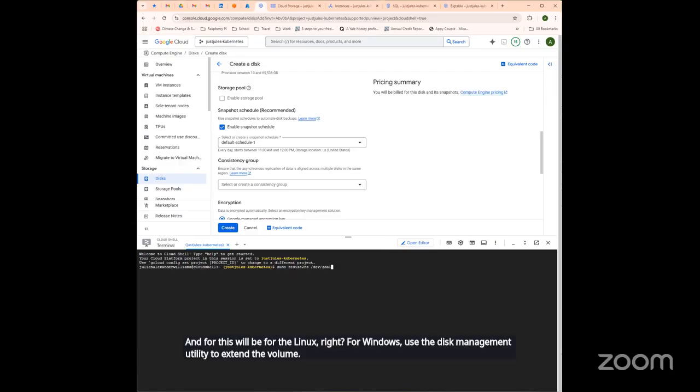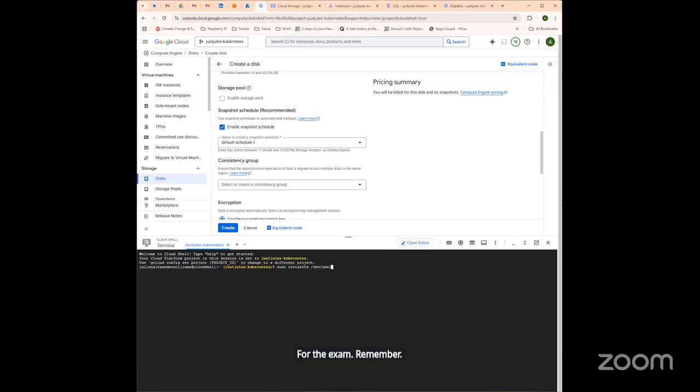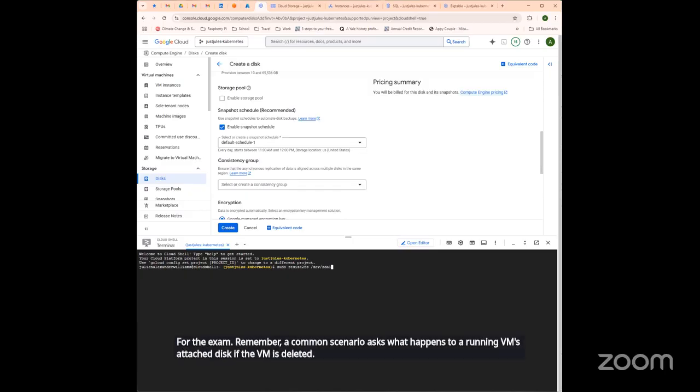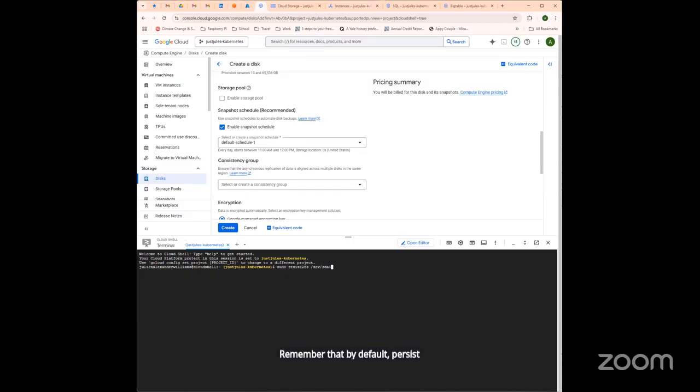For the exam, remember, the common scenario asks what happens to a running VM's attached disk if the VM is deleted. Remember that by default, persistent disks survive the VM deletion unless the delete boot disk when instance is deleted option is selected. All right, close this.